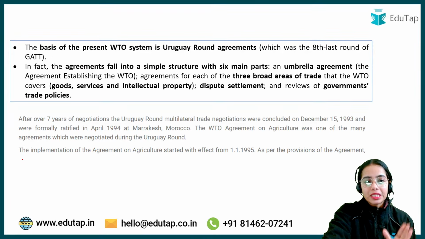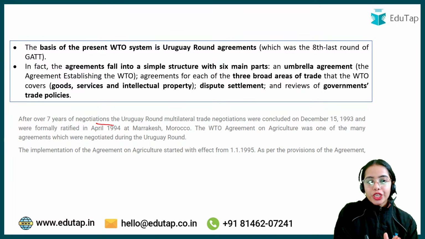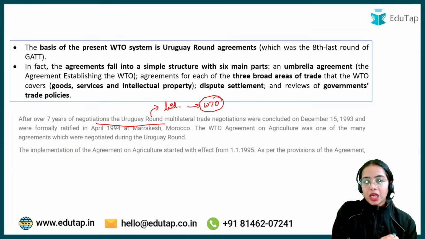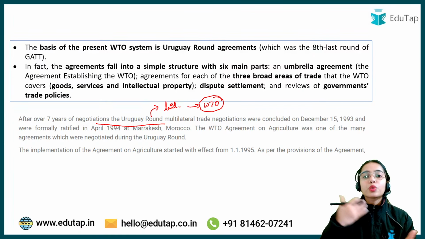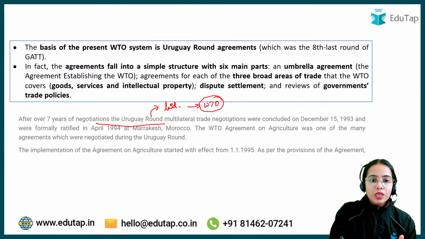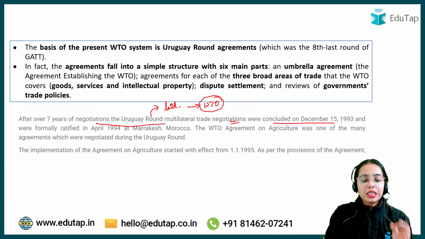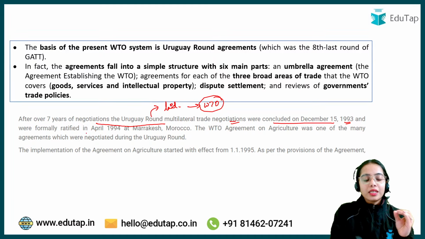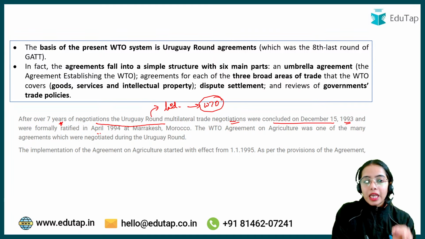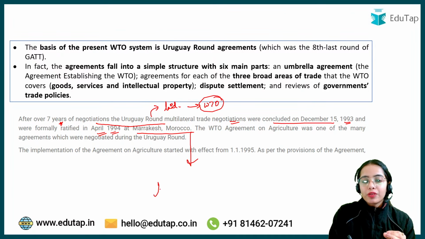Why is it so? Basically, the Uruguay Round laid the foundation of the WTO. But the Uruguay Round is a round where the negotiations are happening. Now these negotiations were concluded on 15th December 1993, and they were formally signed in April 1994 at Marrakesh, Morocco, and that's why it came to be known as the Marrakesh Agreement.